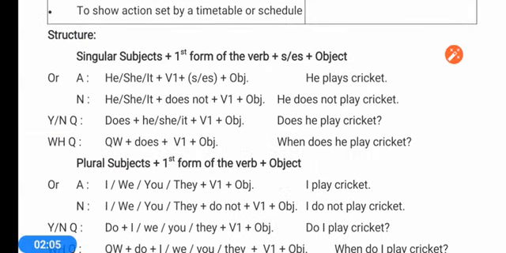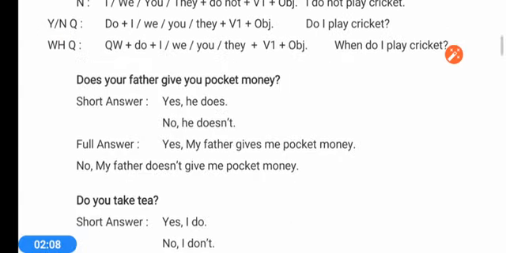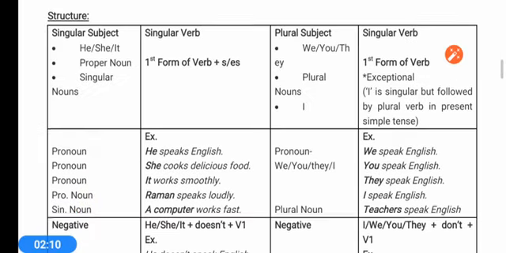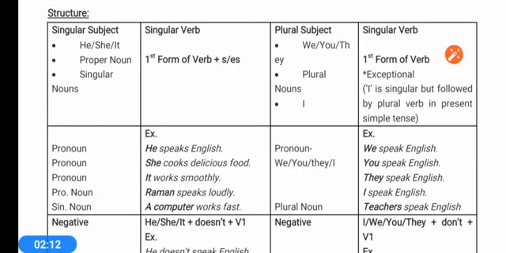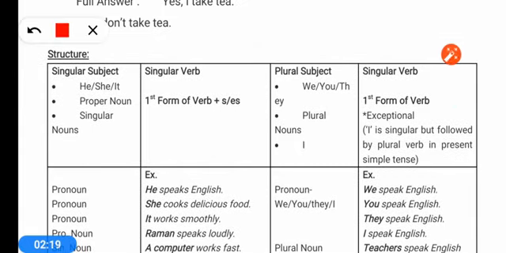See, a very simple rule is there for present simple tense. Here I am going to explain. The rule is very simple: singular subject, singular verb. Only two lines you have to remember: singular subject, singular verb; plural subject, plural verb.